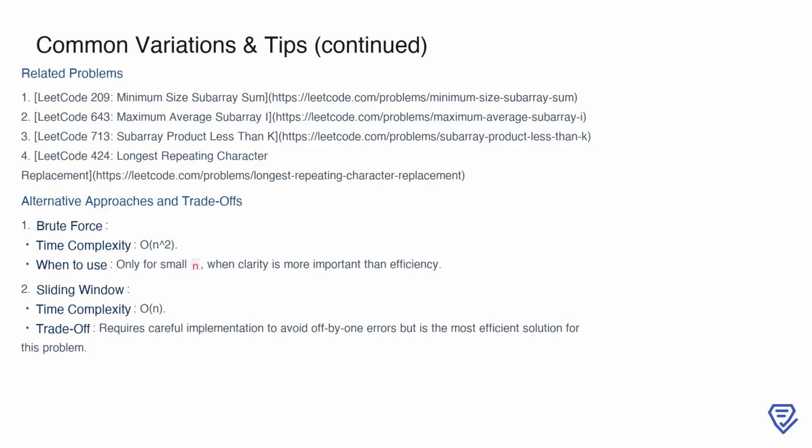Beyond related problems, it's worth considering alternative approaches and their trade-offs. While the brute force method has a time complexity of O(n²), it can be acceptable for very small input sizes or when code clarity is prioritized over efficiency. On the other hand, the sliding window technique is far more efficient with a time complexity of O(n), although it requires careful implementation to avoid common pitfalls like indexing errors.